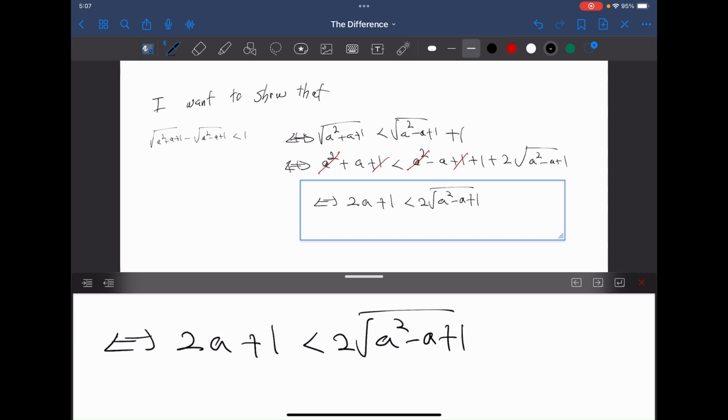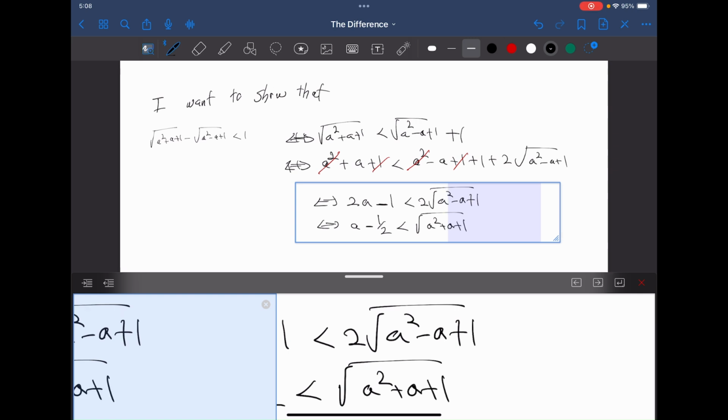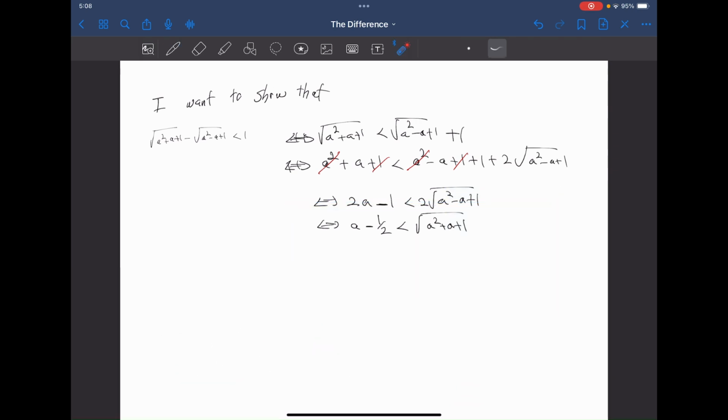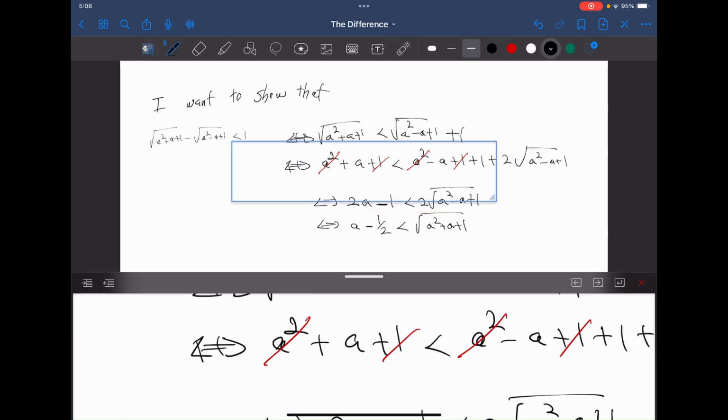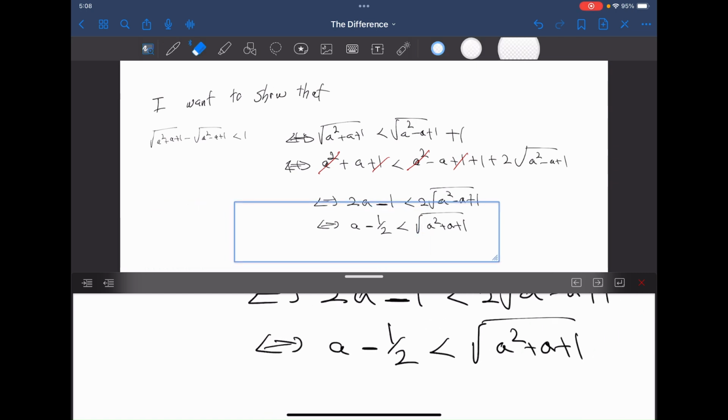And in order to show this, this is if and only if a plus... oh, there is a mistake here. This should be minus 1. And this should be minus 1. And this minus 1 as well. Less than root of a squared plus a plus 1. Now I want to show this inequality, this bound here. So there are two cases. One of them is... I have another typo here, minus 1.